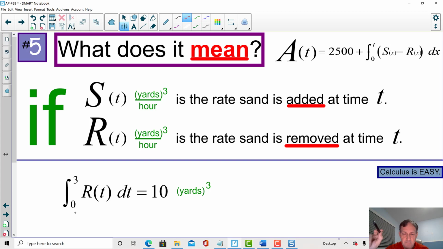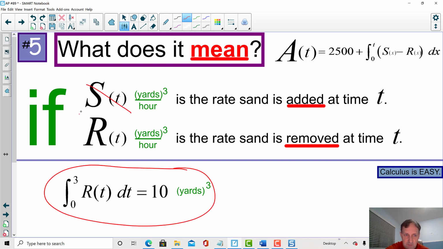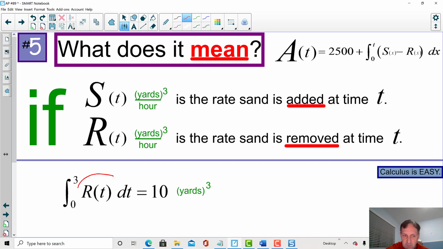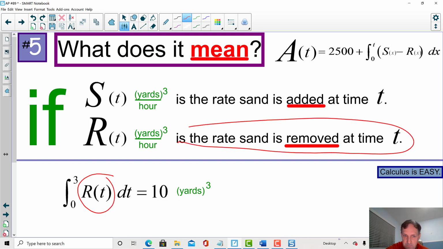Okay, for number 5, we start with 2,500 cubic yards of sand on the beach. There is a rate that the sand is being added, and there's also a rate that the sand is being removed. For this example, all we care about is the R rate, because we're trying to explain the meaning of this, and we're not using the S. So let's take a closer look at what R of t is. It's the rate that sand is being removed.